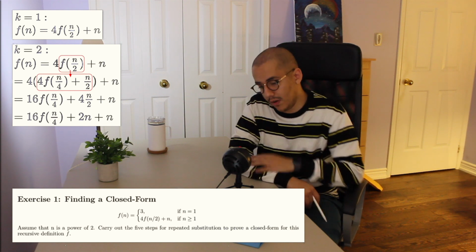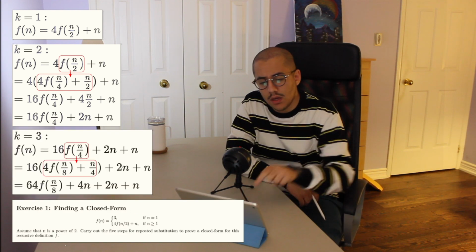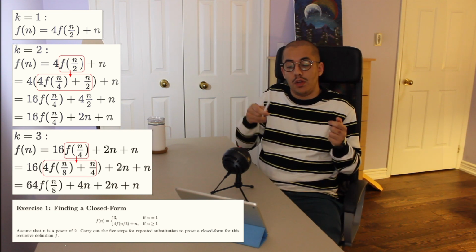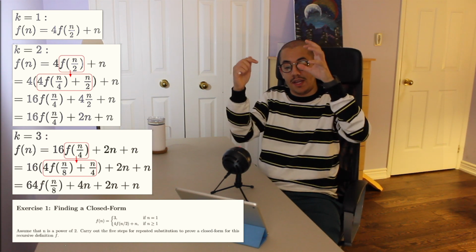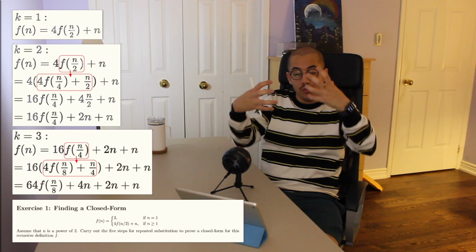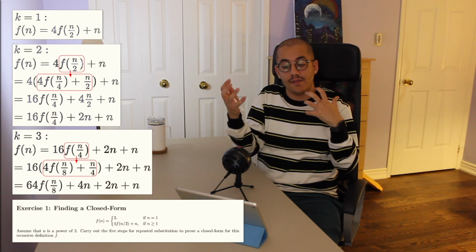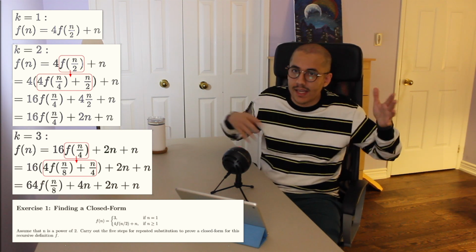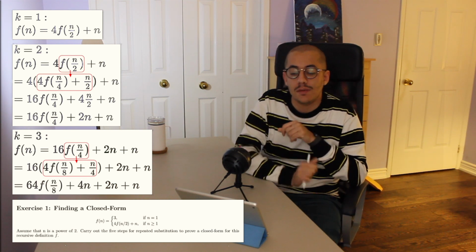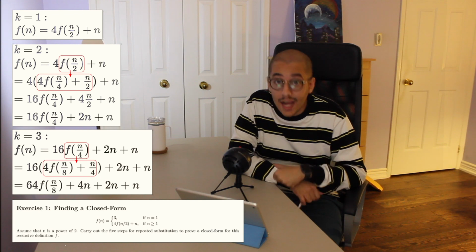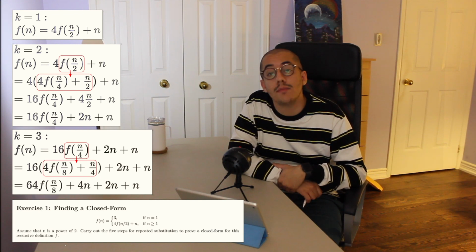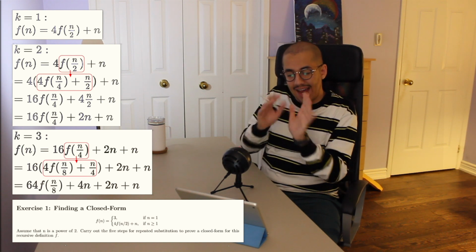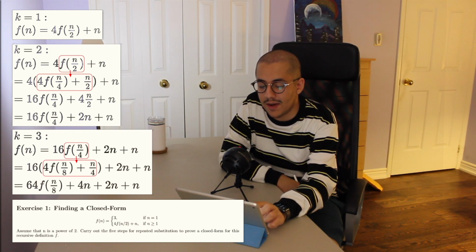Again, I'm going to put it right over here. You do it a third time, starting from 16f(n/4) + 2n + n, and you replace the f(n/4) with the new version, which is 4f(n/8) + n/4, and then you clean that up again. Again, I'm going to put it right over here. It's going to be 64f(n/8) + 4n + 2n + n. I could have cleaned up the end part, but there is a reason why I didn't.